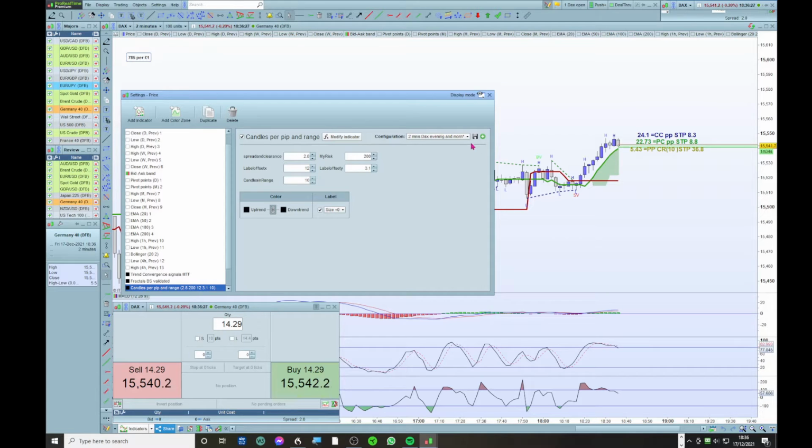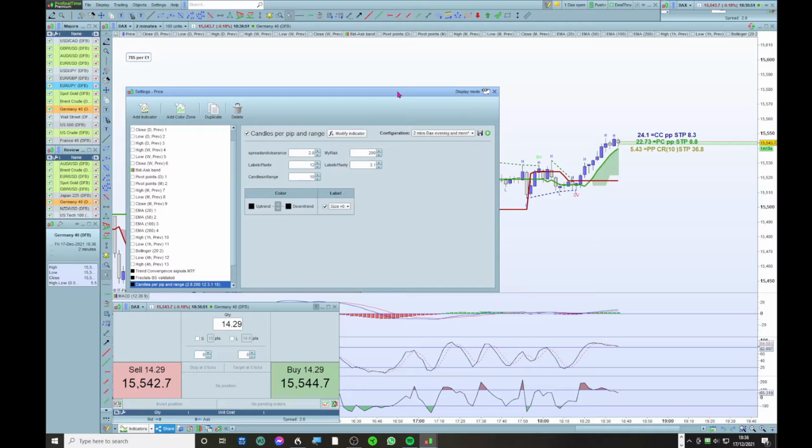And what you do then, you can see here, for instance, I've got the DAX overnight, which is 4 pips. So I've got 4.8, and then the daytime, which is 1.2. So then I've got 2 pips clearance, and the morning and evening, which has 2.8. Okay. So we'll stick with the 2.8 for the moment because it's just changed to evening.